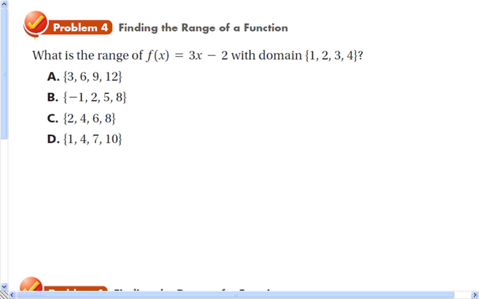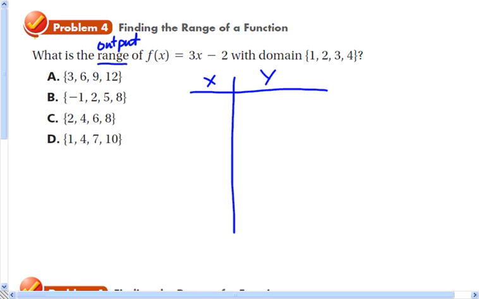What is the range of f of x equals 3x minus 2 with the domain 1, 2, 3, and 4? The range is the output or the y values. So we need to find the y values when the x values are 1, 2, 3, 4. I think the easiest way to do this is to set up a little table, put in our input values, then we're just going to substitute that input into the function for each of these values.